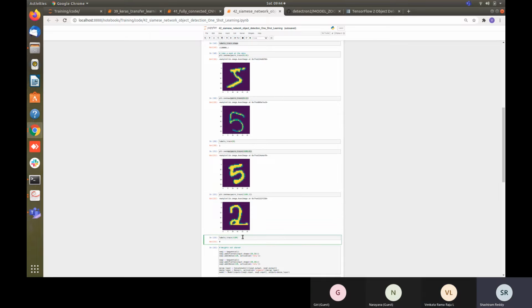For our face detection also, you have to take my picture, put 1, my picture and Girigaru's picture, 0. Your picture, 1, your picture and maybe Narayana's picture, 0. Like that you need to form the data set. Got it? Yes, sir.